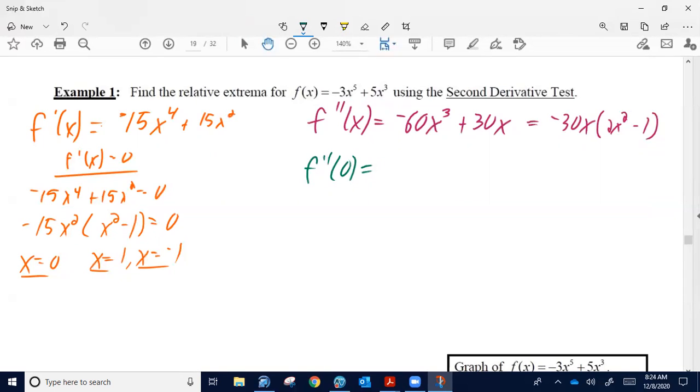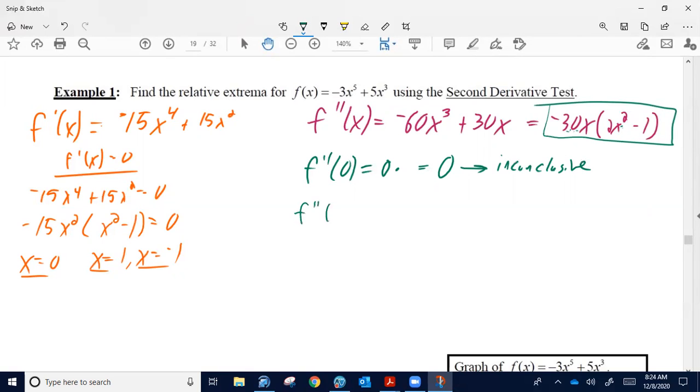So if I plug in 0, and since I factored, I want to plug it in here, I'm going to get 0, 0 times anything equals 0. Now, 0 is not a positive or a negative, unfortunately. So that's inconclusive. It doesn't tell us max or min. It doesn't quite work.